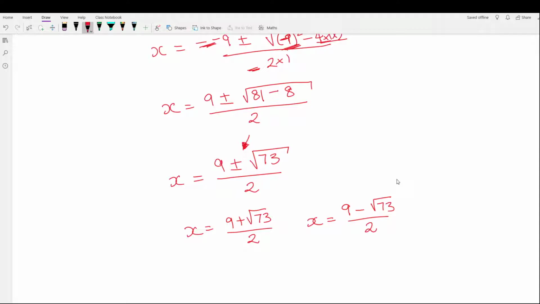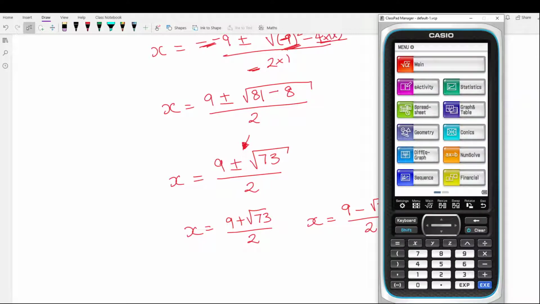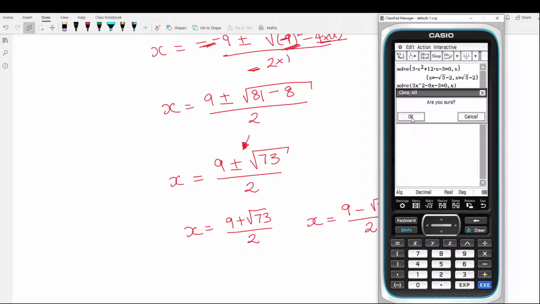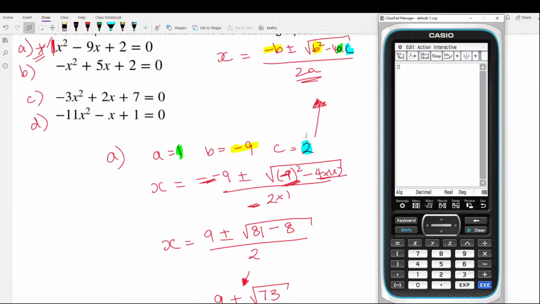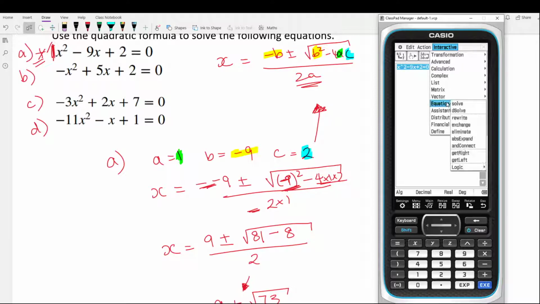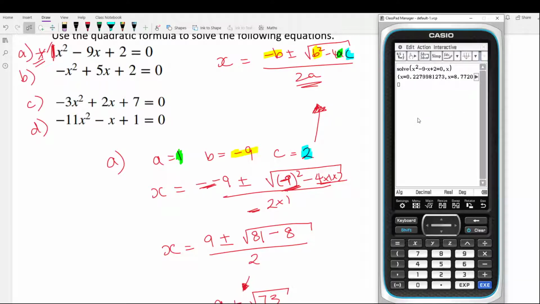Let's check that on a calculator. I'm going to my CAS, go to main, and clear out everything here. Then I'm going to enter my equation: x squared minus 9x plus 2 equals 0. I'm going to highlight all this, choose interactive, equation, and solve, and hit OK.